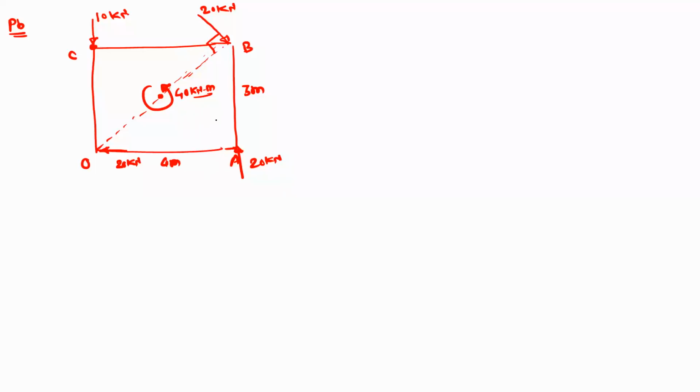Okay, so one system of forces is shown. So this is basically a force and couple system. This is one object OABC. This object is subjected to different forces and a couple. The forces are 20 kilonewton at point O, 20 kilonewton at point A, 20 kilonewton at point B, and 10 kilonewton at point C.